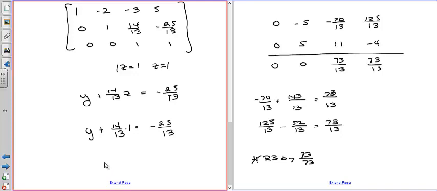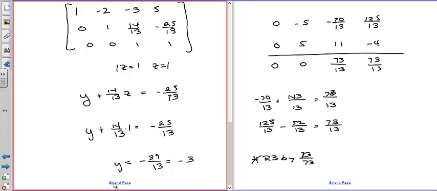The reason I'm hesitating is I don't think this should come out to be an integer. It doesn't look like it's. Oh, it is. Okay, yeah. So what you get is y, if you subtract 14 thirteenths from both sides, you get negative 39 thirteenths. 25 plus 14 is 39. And that's negative 3. So you get y equals negative 3.